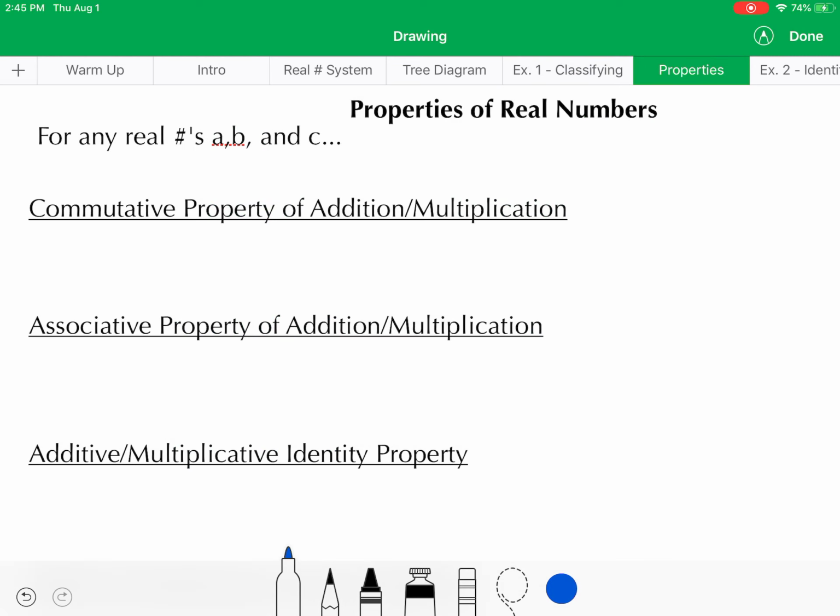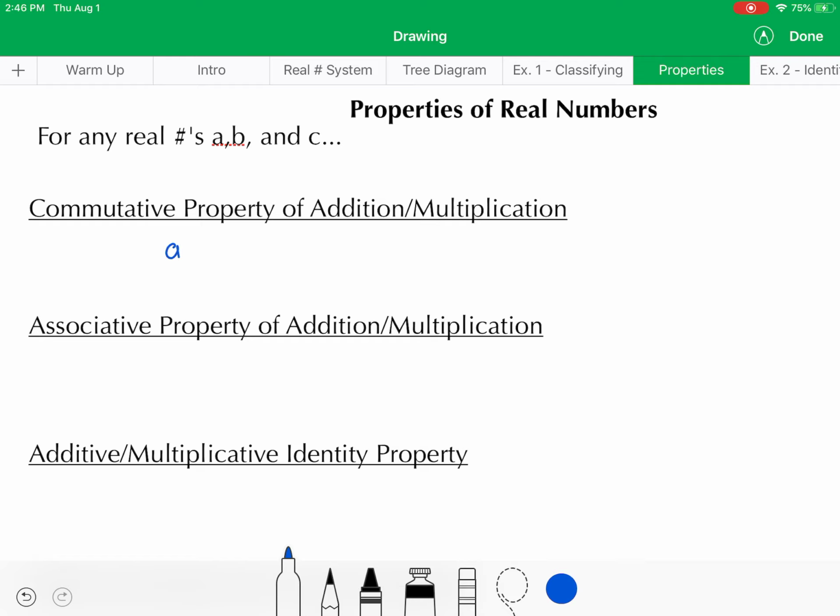All right, moving forward. All real numbers, no matter what type of real number they are, there are several properties that apply to different operations performed on those real numbers. So we're going to run through those properties here. I'm going to use the letters A, B, and C within these properties to represent any real number. Okay, so we'll start with the commutative property of addition and the commutative property of multiplication.